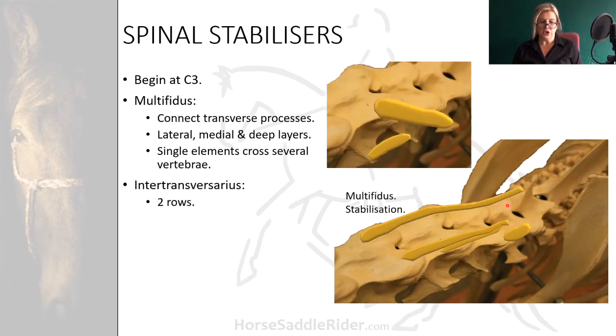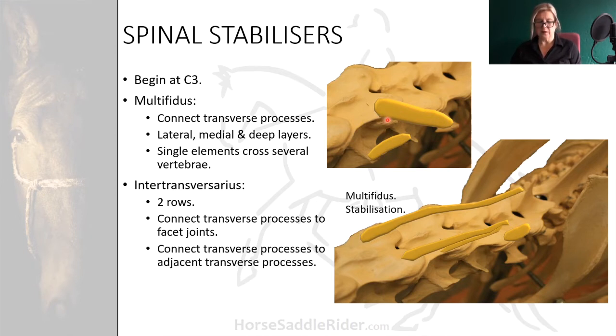Intertransversarius has 2 rows of muscles connecting transverse processes to adjacent facet joints and transverse processes to adjacent transverse processes. And they stabilize the vertebrae but can also rotate slightly.